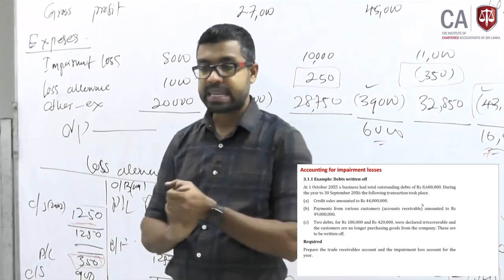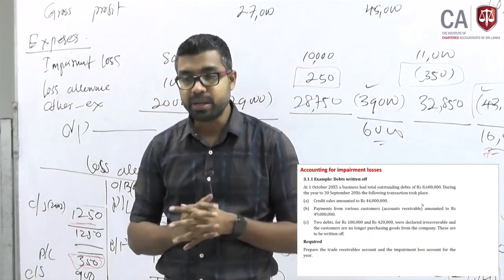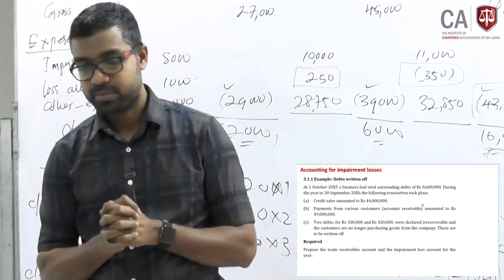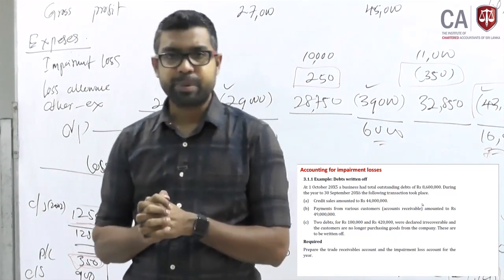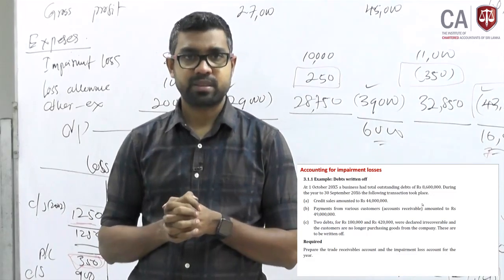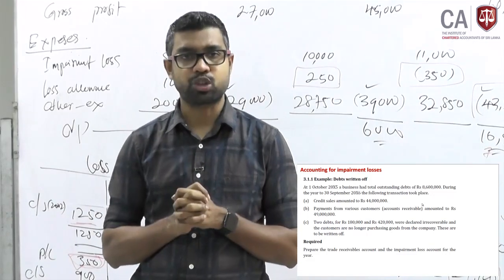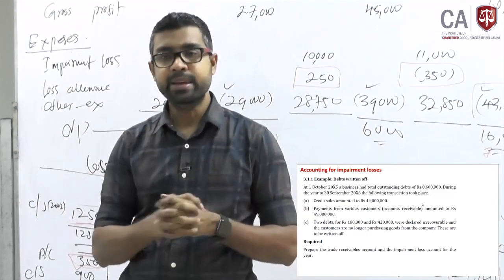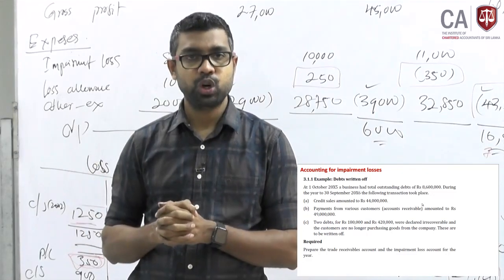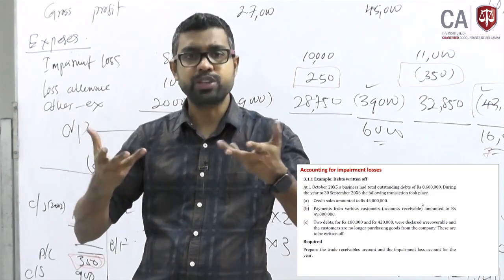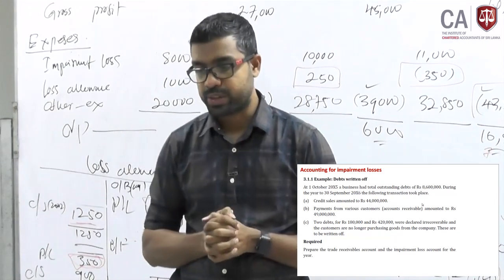Next part, accounting for impairment losses. Another example, I told you we will deal with examples. Two concepts we have discussed already: the impairment double entry and the loss allowance double entry. Now it's a matter of dealing with questions. Look at this question. Read this.